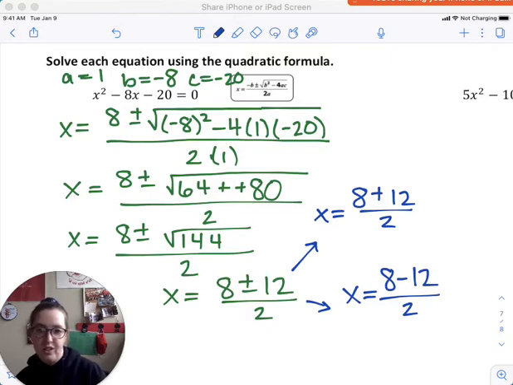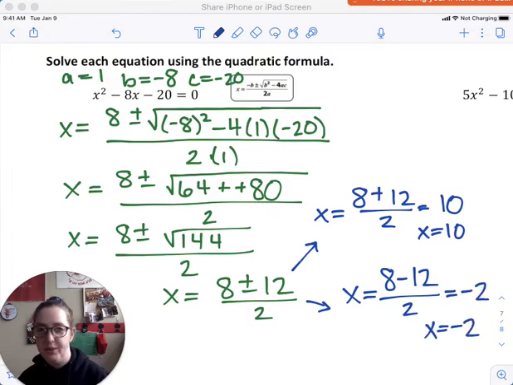So 8 plus 12 is 20, divided by 2 is 10. So we have x equals 10 for one of our answers. 8 minus 12 is negative 4. Negative 4 divided by 2 is negative 2. So our other answer is x equals negative 2.